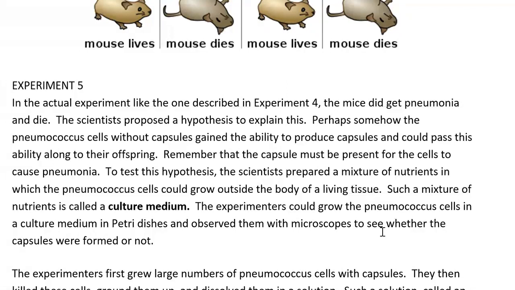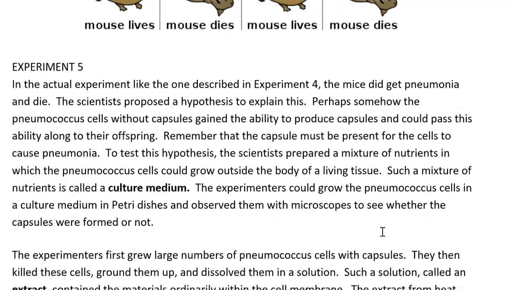To test this hypothesis, the scientists prepared a mixture of nutrients in which the pneumococcus cells could grow outside the body of a living tissue. Such a mixture of nutrients is called a culture medium. The experimenters could grow the pneumococcus cells in a culture medium in petri dishes and observe them with microscopes to see whether the capsules were formed or not.